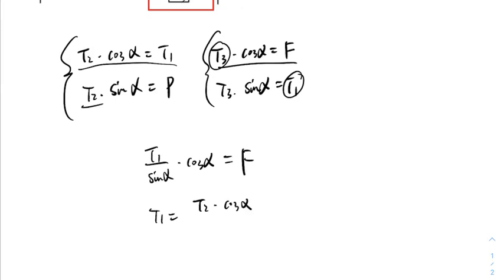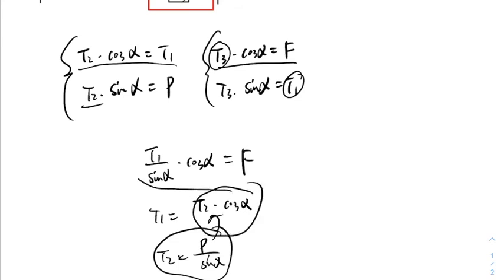Then what is T2? We still have an unknown. T2 will be equal to P divided by sine alpha. Now that we have T2 equal to P divided by sine alpha, you can plug it back into T1, then plug T1 back into the equation for F. So then we have F.